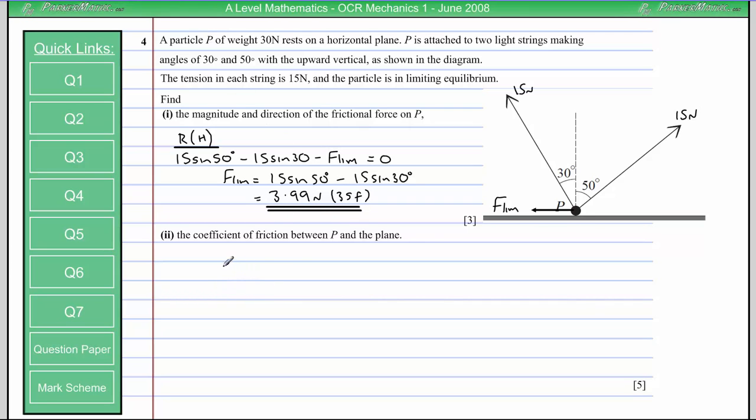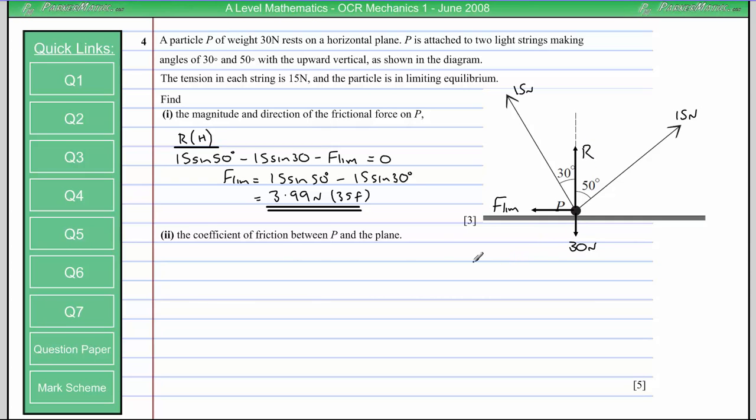In part 2, we need to find the coefficient of friction between P and the plane. In order to find the coefficient of friction, we're going to need to think about the normal contact force. So I'm going to add the vertical forces to my diagram now. I've got a weight force going downwards, which is given in the question as 30 newtons. That means I'm going to have a normal contact force in the opposite direction upwards, which I will call R.